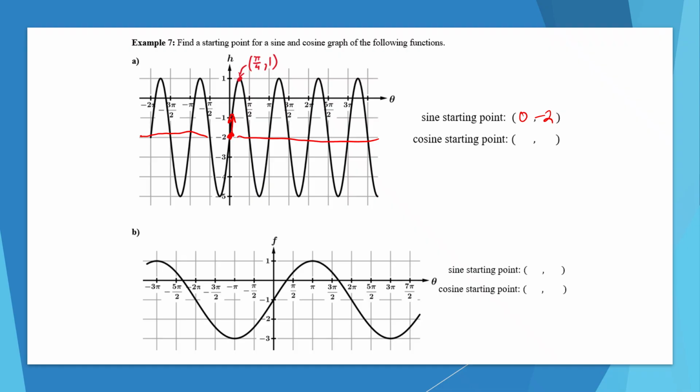Our cosine starting point is going to be at the maximum going down. And that one's kind of labeled for us. And so that should be pi over 4, 1.